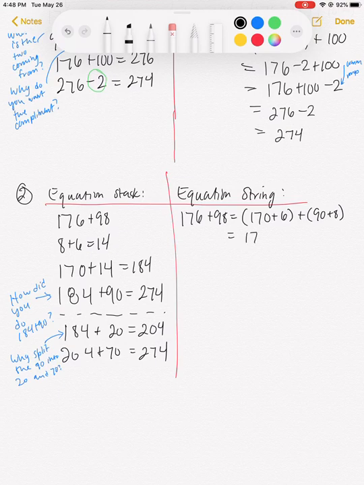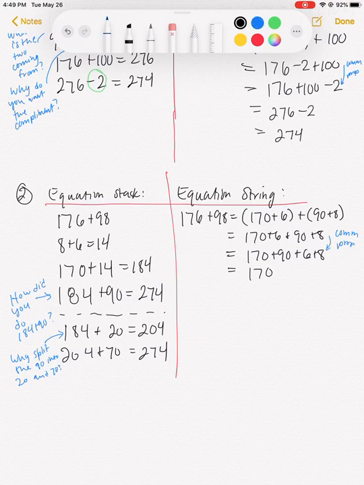So we won't worry about the parentheses. Then we're going to use the commutative property to switch the 90 and the 6, so we can get the 6 and 8 together. So this is the commutative property here. Okay, we got that one there.